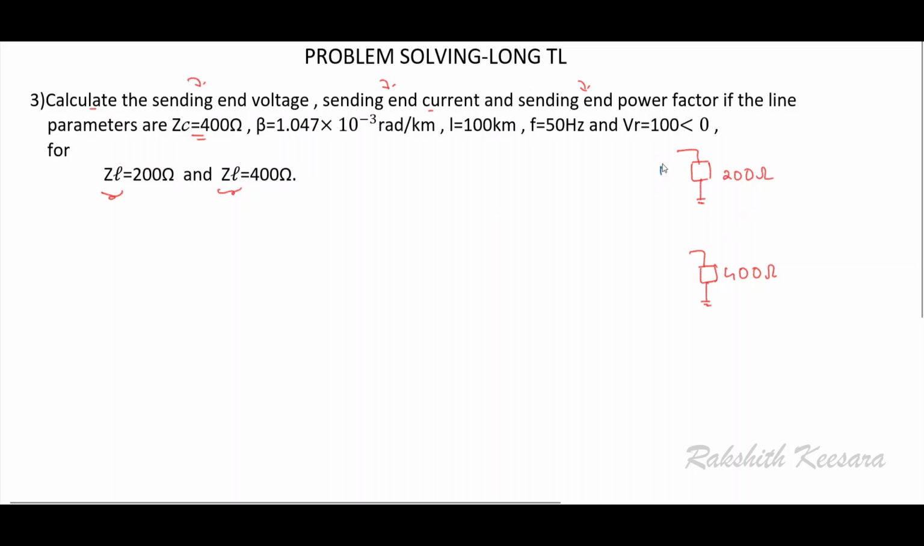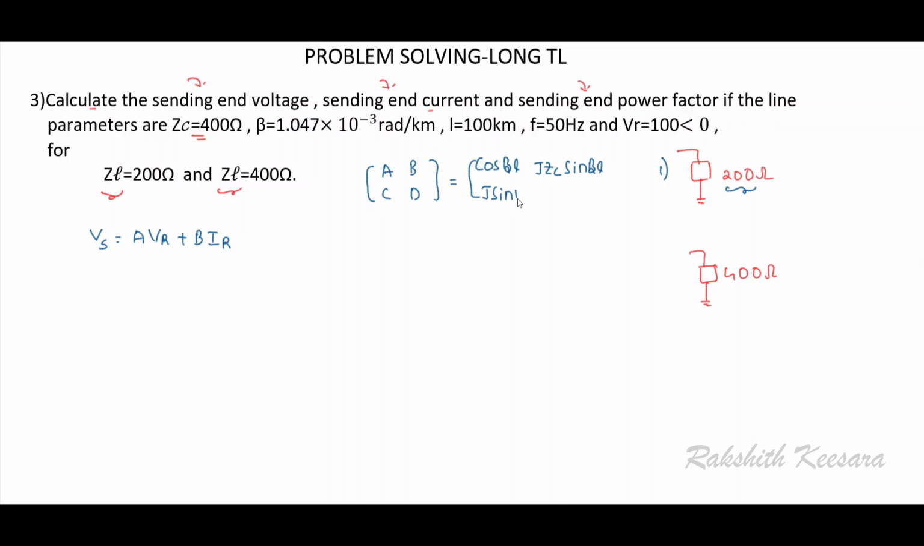Next, let us take the first case where load impedance is equal to 200 ohm. So to calculate the sending end parameters, what is the procedure? Yes, you know, right? Vs is equal to A VR plus B IR. And what are the ABCD parameters for a lossless transmission line? Cos beta L, jZC sin beta L, j sin beta L by ZC, and cos beta L. So Vs will be equal to VR cos beta L plus j into IR ZC sin beta L.